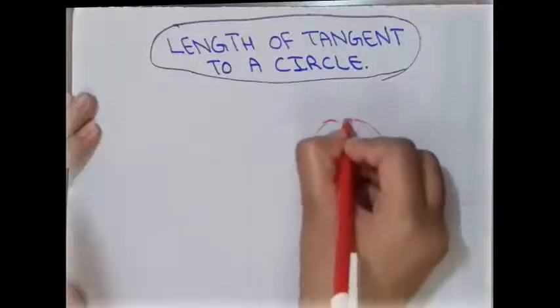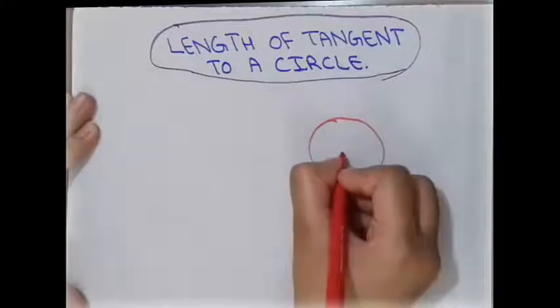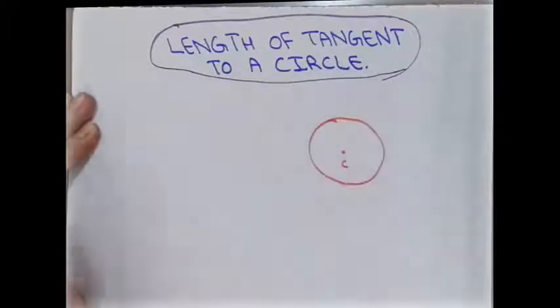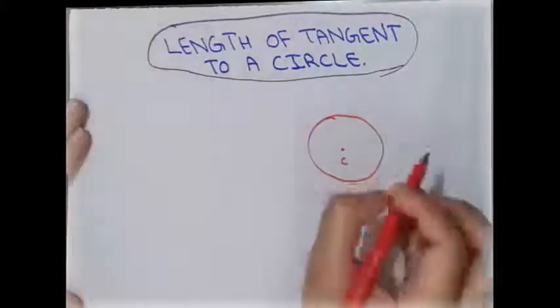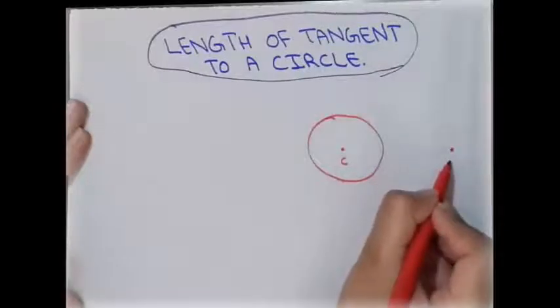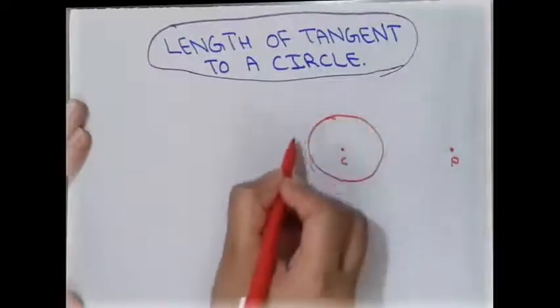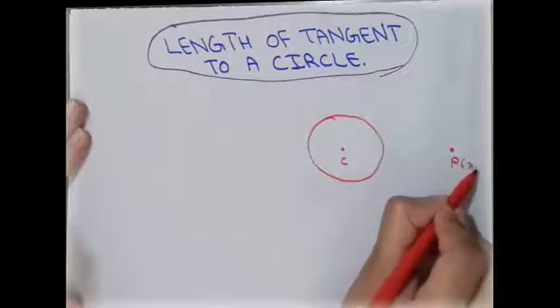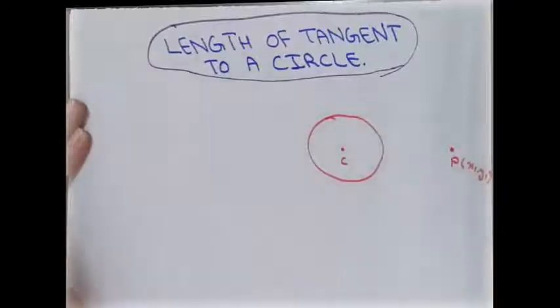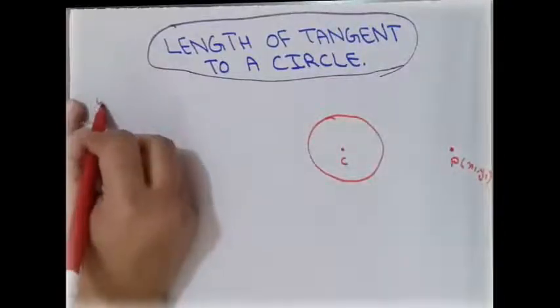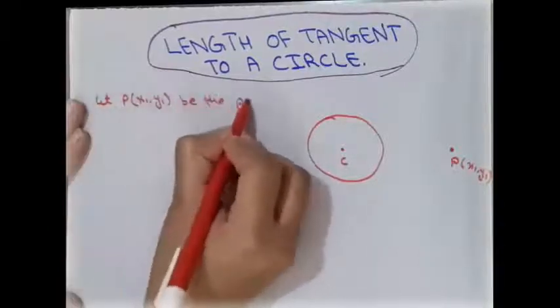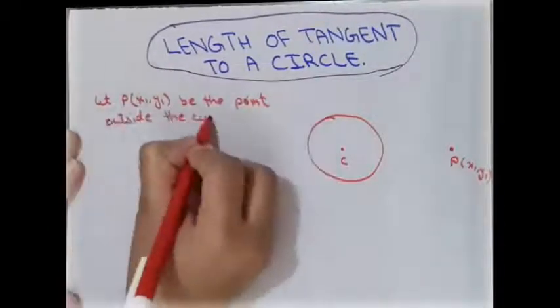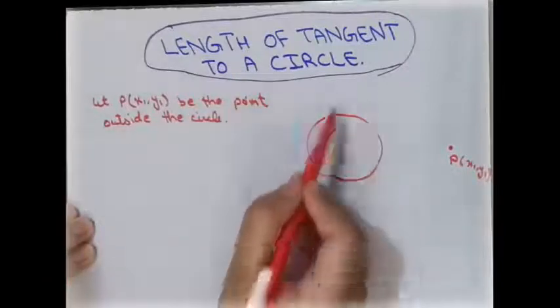Circle, which is this circle. And here is the center of the circle. Let's say we have a point P, which is an external point, meaning not on the circle, and having coordinates (x1, y1). And we have to take the tangents on this circle.